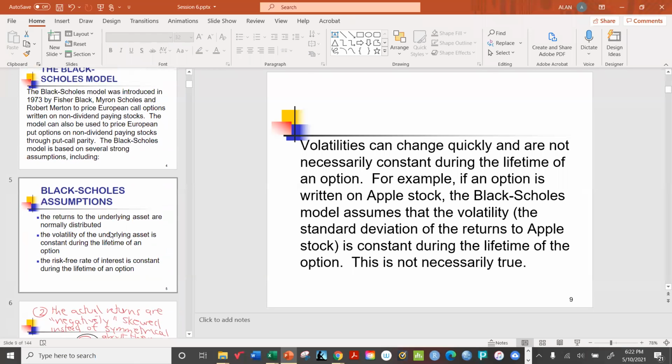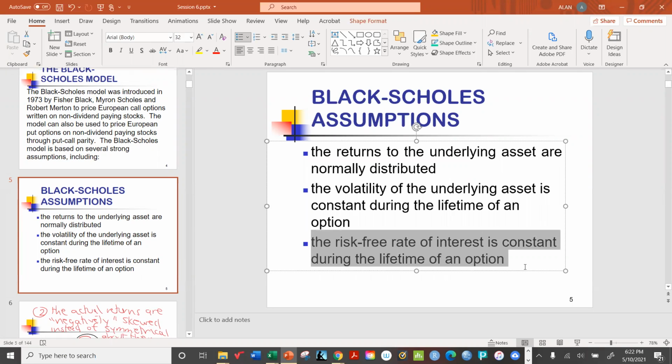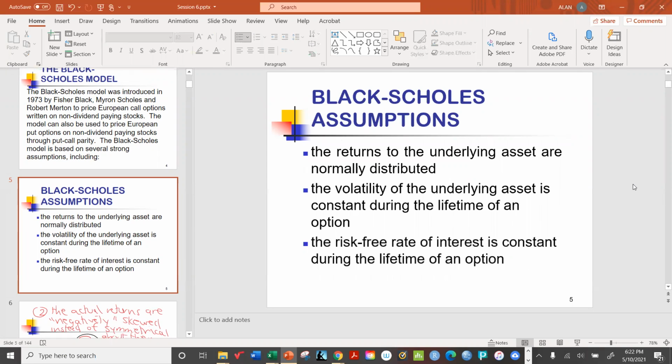All right, so what else are we assuming here? Oh, now this is something we don't have to worry about. The risk-free rate of interest, which means basically the yield on treasury bills of the same maturity as the option, is a constant during the lifetime of an option. That's not a problem. Interest rates don't really fluctuate all that much, certainly not compared to volatilities. So that one we can live with.